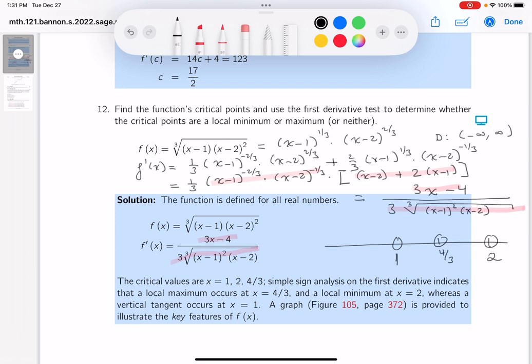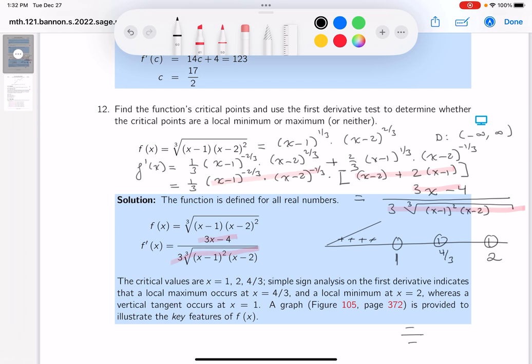Let's do some simple sign analysis over here and see what's going on. Now, if you take a number below 1, like 0, right, this is a test point, you get negative on top. And if you took 0 on the bottom, let's see, you get negative on bottom, so it's positive. What does that mean? It's increasing.